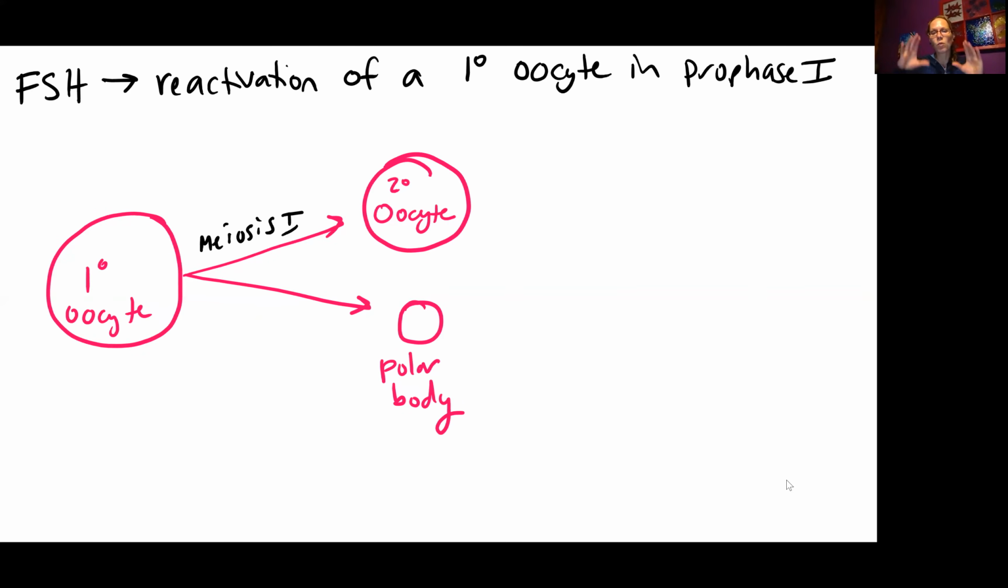Basically, we're going to get one cell with all of the cytoplasm but half of the genetic material, and then we're going to get this other teensy tiny cell that's pretty much just a package for half of the genetic material, and we call that the polar body. It will never ever become anything. Ultimately, it's just disintegrated and removed by the body. But this is a way for us to split our genetic information.